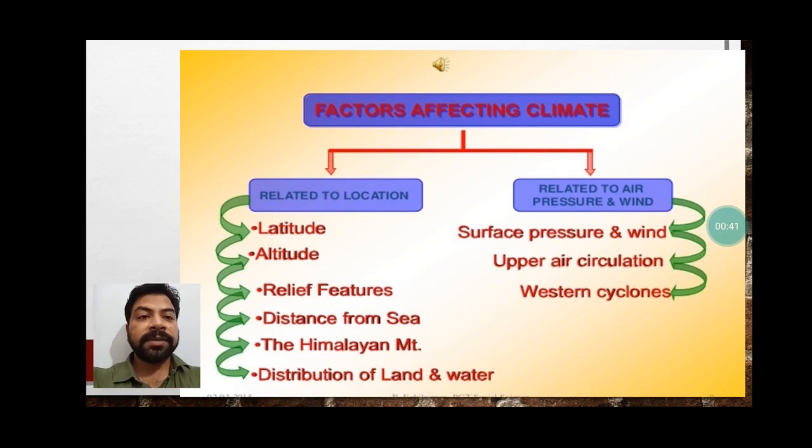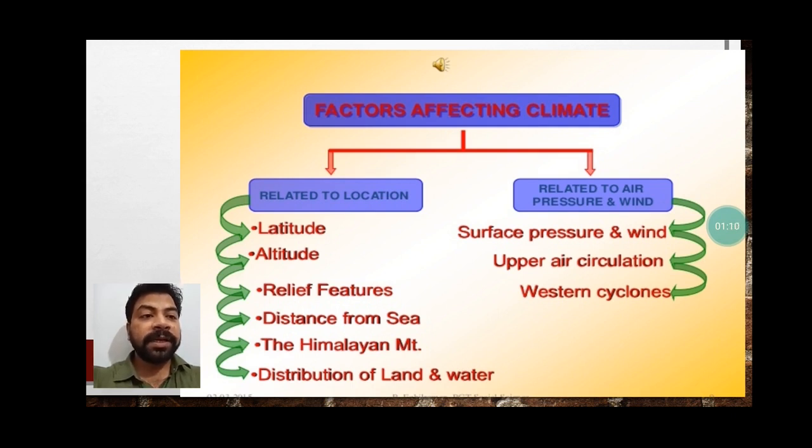You can see here, related to location, the factors are latitude, altitude, relief features, distance from sea, the Himalayan mountain. The Himalayan mountain itself affects the climate of India because, you know, it is one type of barrier. Distribution of land and water. So these are the factors related to location which affect the climate of any region.